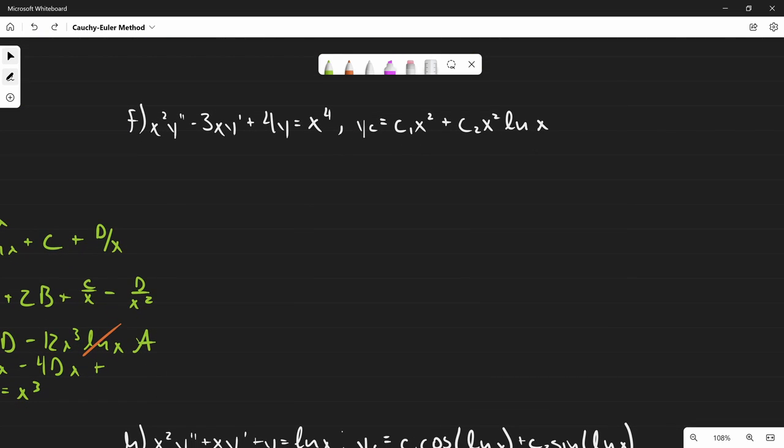So this one hopefully does not take longer than this. We can see that x to the fourth, our function, is not in the solution. So that means we can let our particular solution be, in another color, y of p equals ax to the fourth. So y prime will be 4ax cubed, and then y double prime will be equal to 12ax squared.